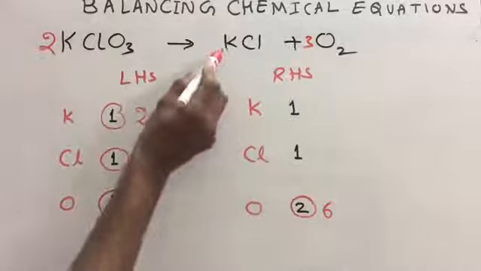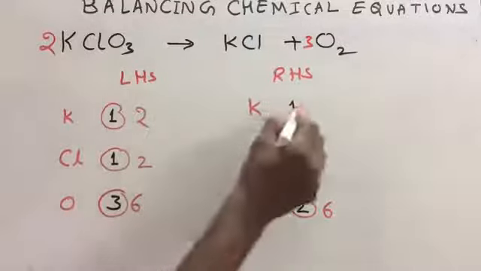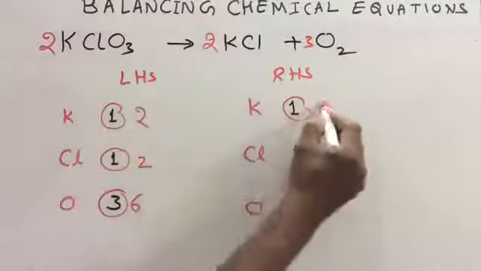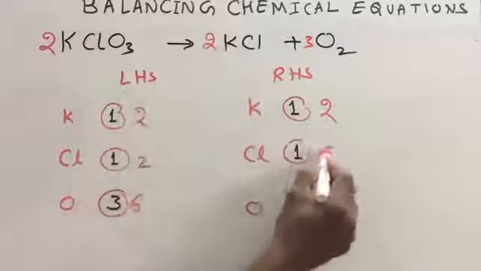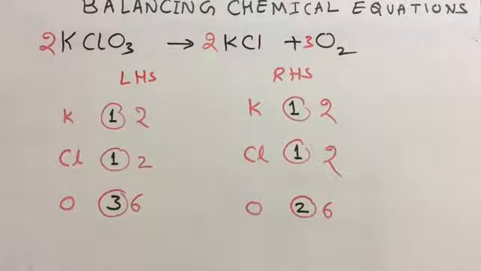Here we have chlorine that is unbalanced, then multiply with 2. So you will be getting 2 potassium as well as 2 chlorine. 2 2 6, 2 2 6. That means the equation is balanced.